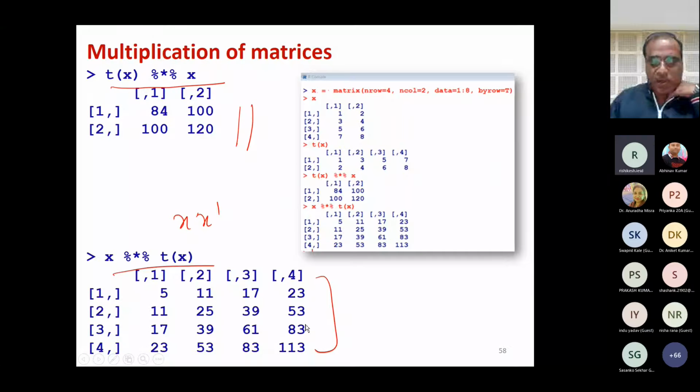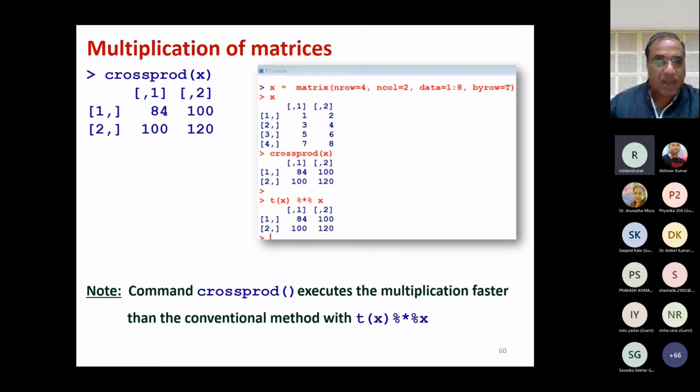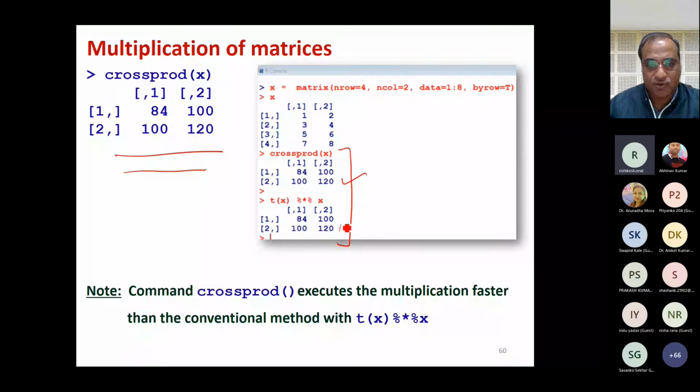But what I want to tell you is that if you want to find this X transpose X, there is a command, crossprod, CROSSPROD. This will also give you the same thing. If you simply write crossprod X, it will give you X transpose X. Right. I can show you: this is X, this is transpose of X, and this is the product of X. I'm showing you on the screenshot that both the answers are going to be the same.